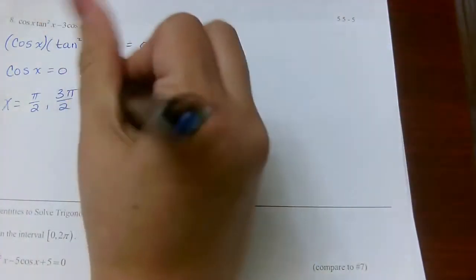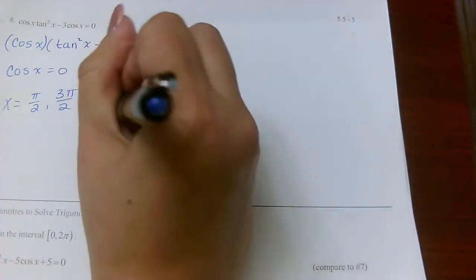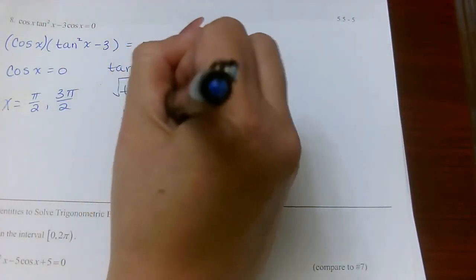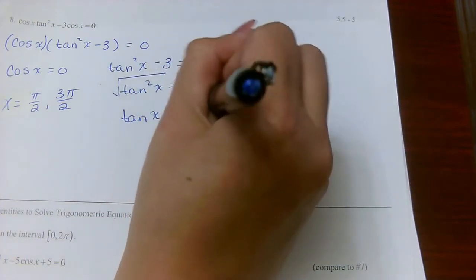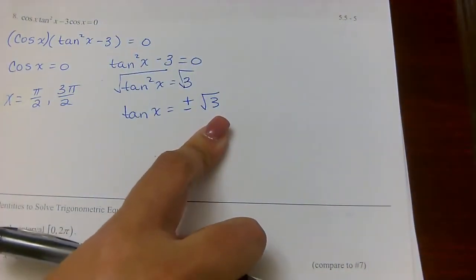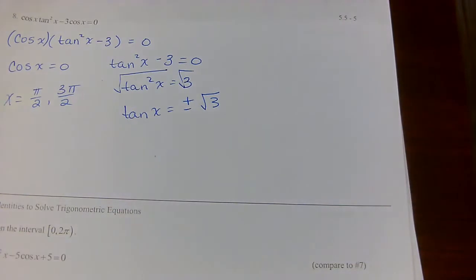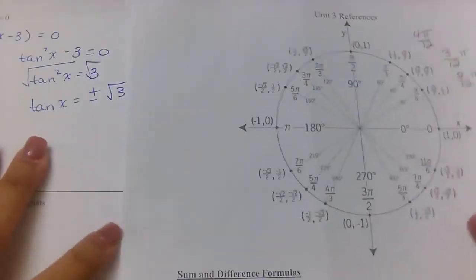Take the square root of both sides, and then you get tangent x is equal to plus or minus the square root of 3. Same thing here. Tangent could be either positive or negative, which means we're going to have 4 solutions on this one, because tangent is positive in quadrants 1 and 3, and tangent's negative in quadrants 2 and 4. So use your unit circle to help you solve for those.